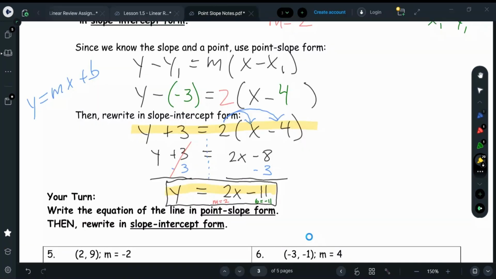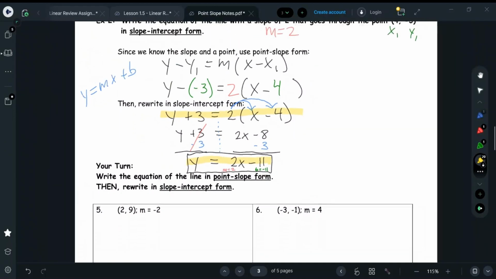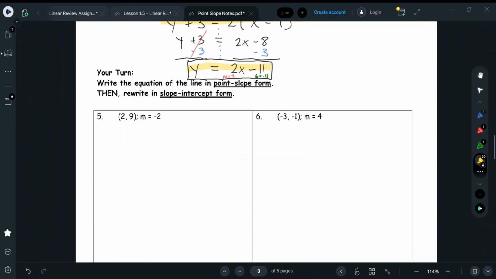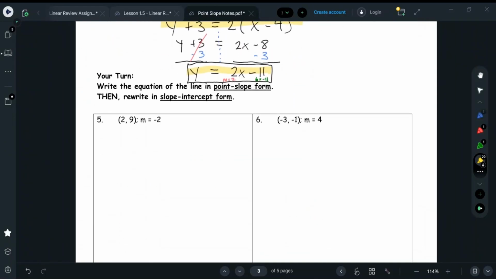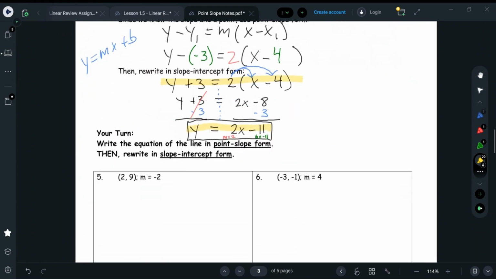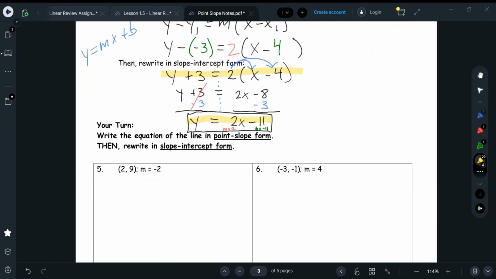All right, so now it's your turn. Go ahead and pause the video and then try numbers 5 and 6. You're going to do exactly what we just did here. Starting with a point and a slope, you're going to write point slope form. Then you're going to convert it into slope intercept form. Pause the video, give it a try, then you can come back and take a look.